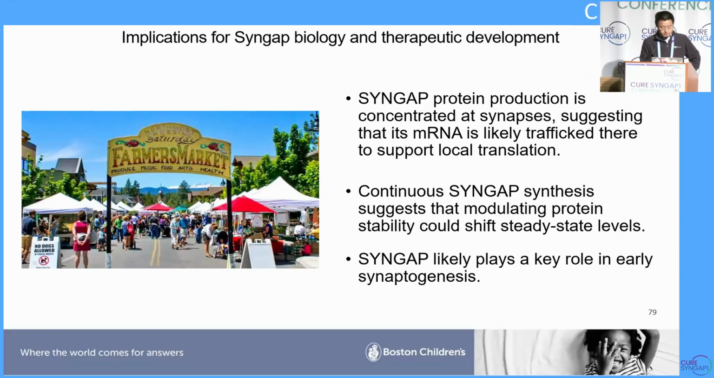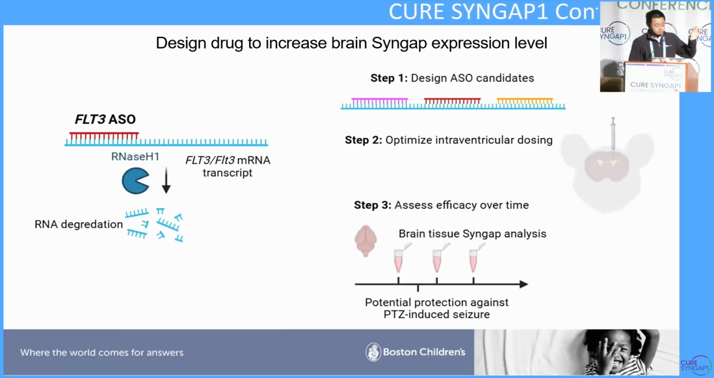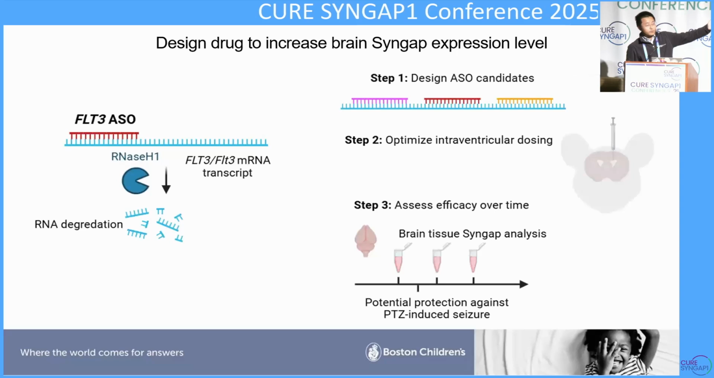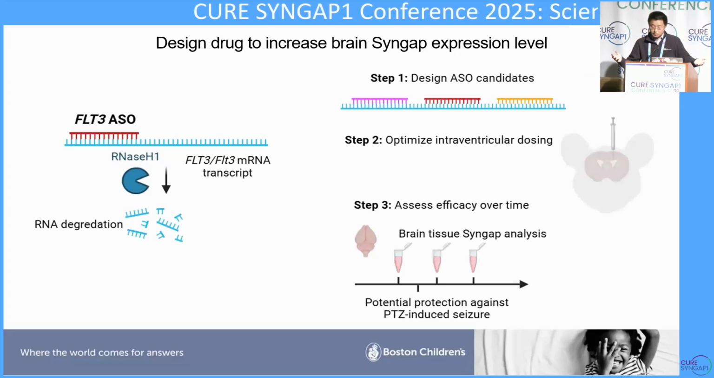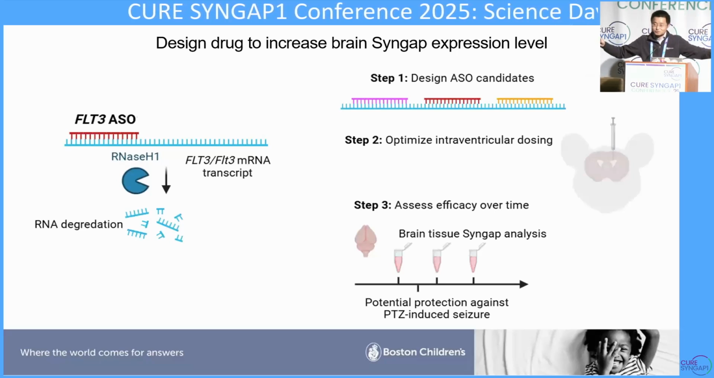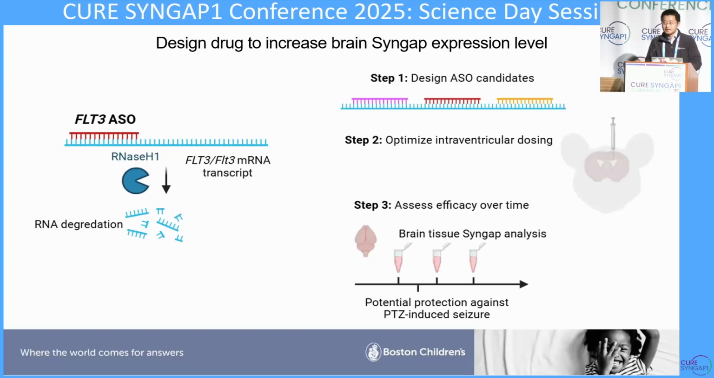All right, great. So last but not least, we're going to talk about ASO, right? So about the designer drug using what we learned. This can summarize a lot of our optimization effort. We designed multiple ASO candidates because there are many ways to skin a cat. Syngap is a very long transcript and there are many ways you can use to knock it down. Some work better than others.